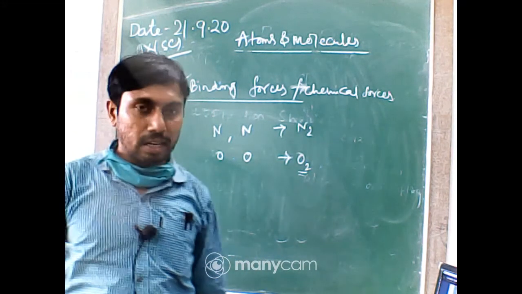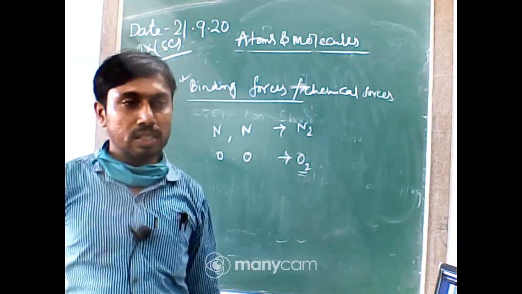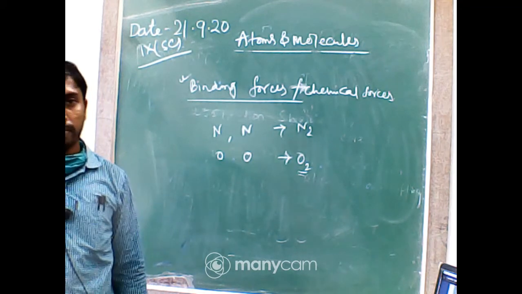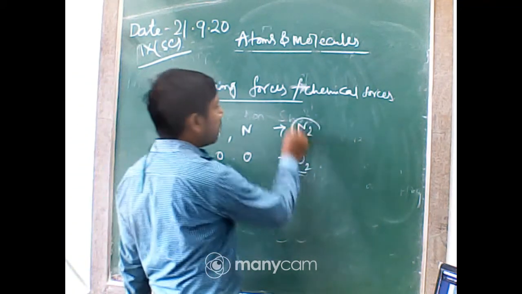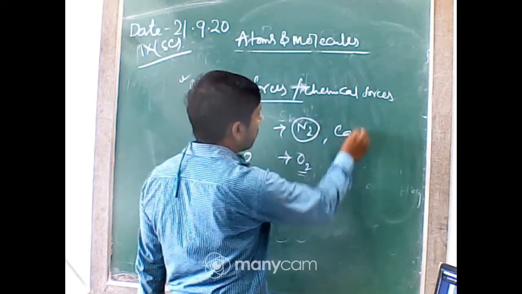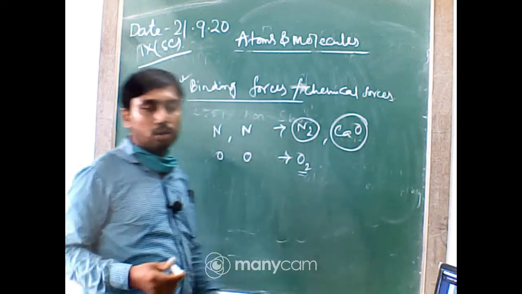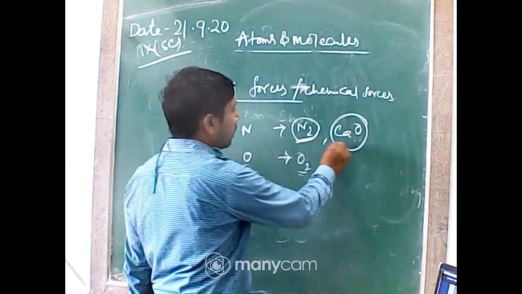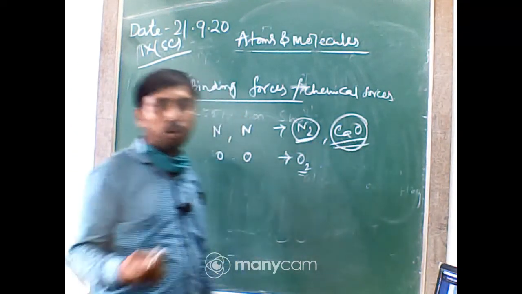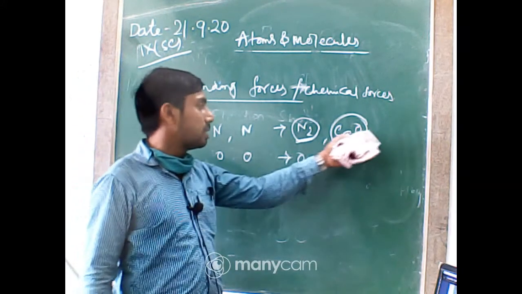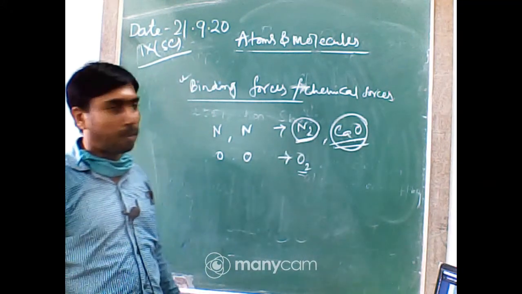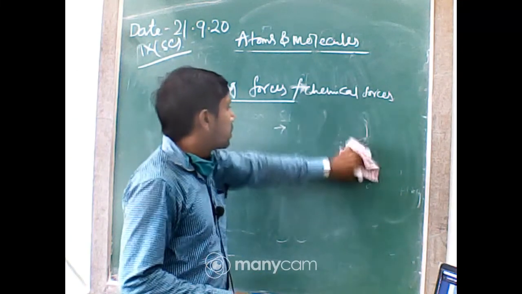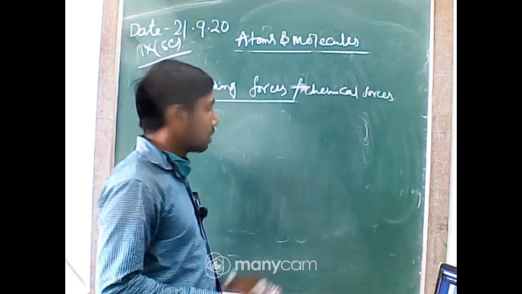Now, in the last class there was a question: what is the difference between the elements, that is, is there any difference between nitrogen and CaO? Both are molecules, one of an element and one of a compound. Here it is nitrogen gas, here it is calcium oxide, but both are molecules. Here a heteronuclear molecule is there, here a homonuclear molecule is there. So when molecules are formed, there are some binding forces between the atoms.